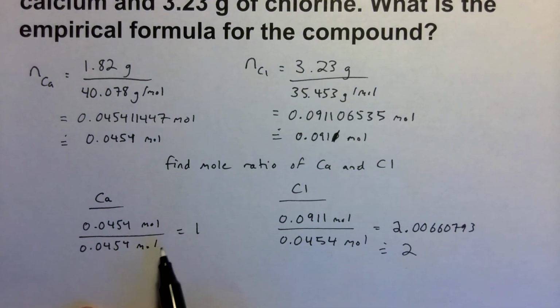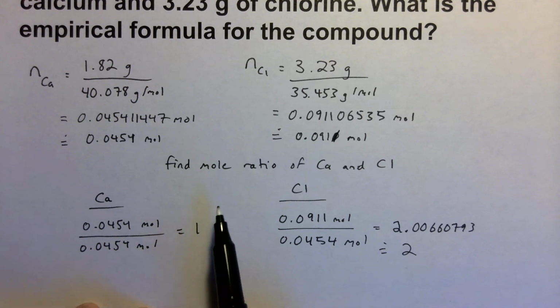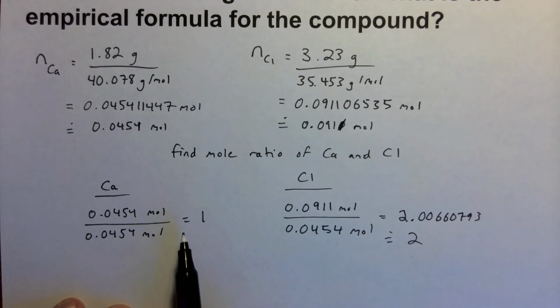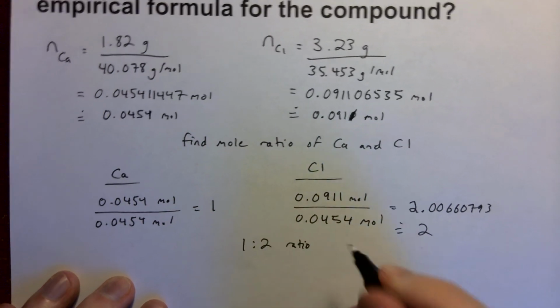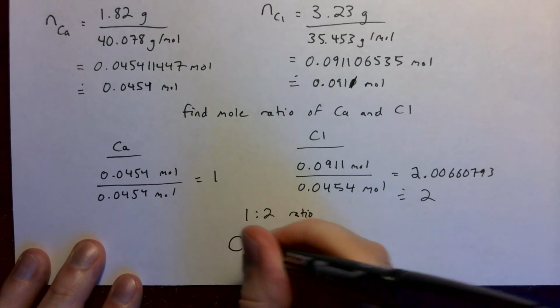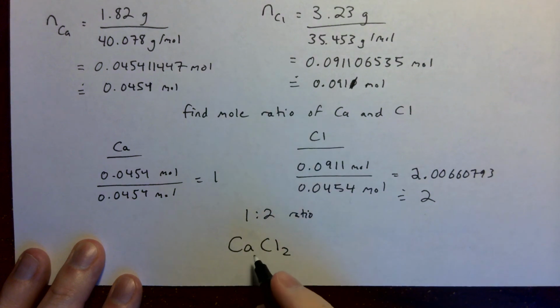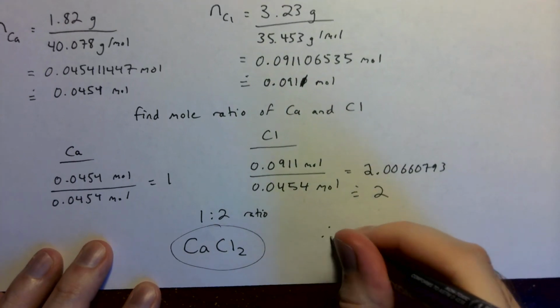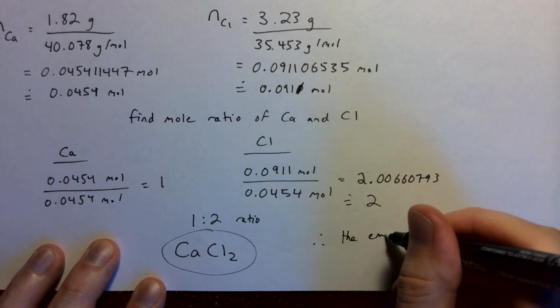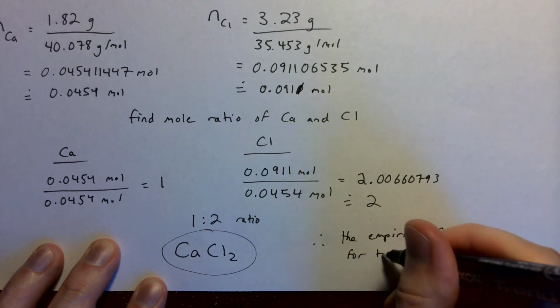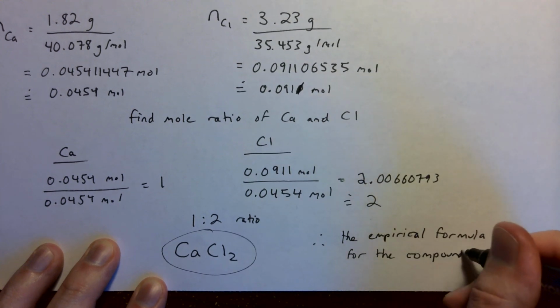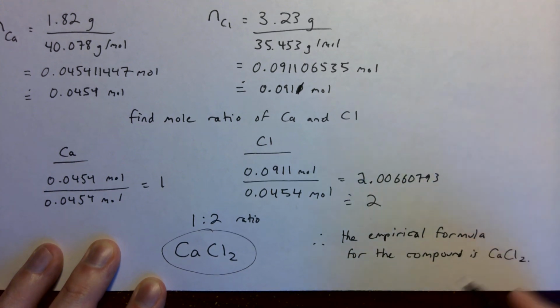So that tells us that in this compound, even if we don't know its true identity, we know that the empirical formula is such that for every 1 calcium in the compound, there are 2 chlorines. So there's a 1-to-2 ratio, which means that the empirical formula in the end is CaCl2. And then we'll give a final therefore statement: therefore the empirical formula of the compound is CaCl2.